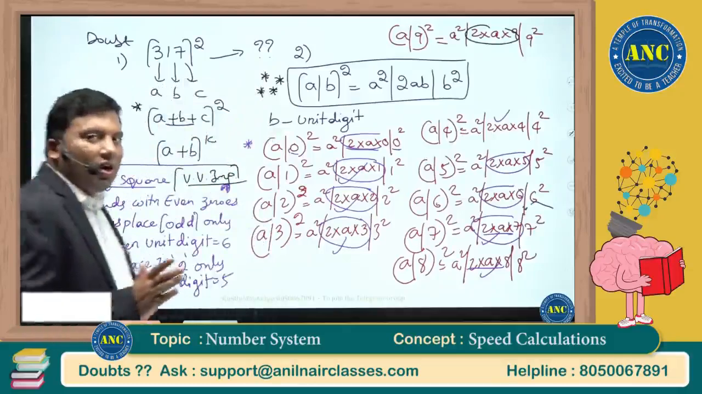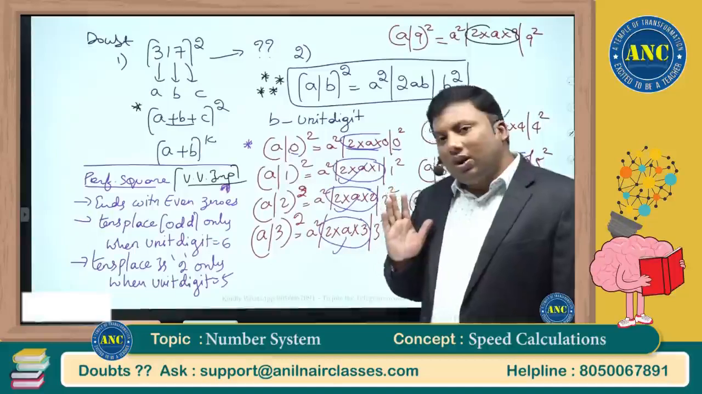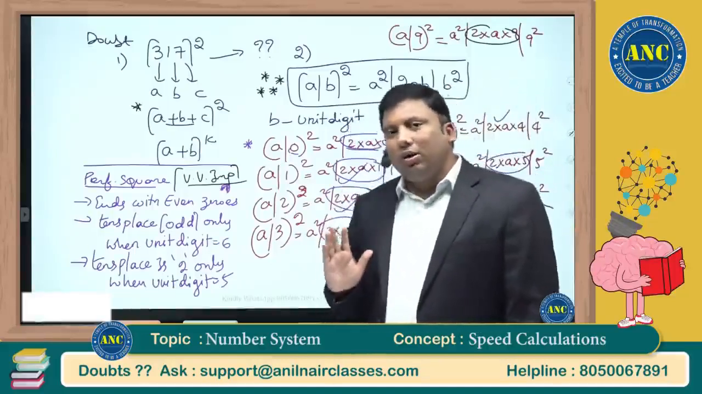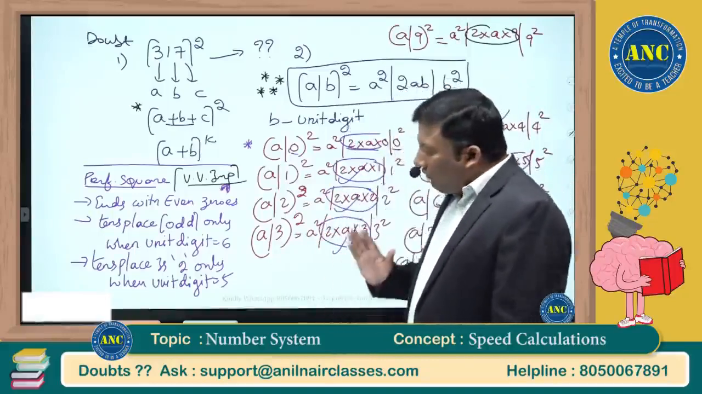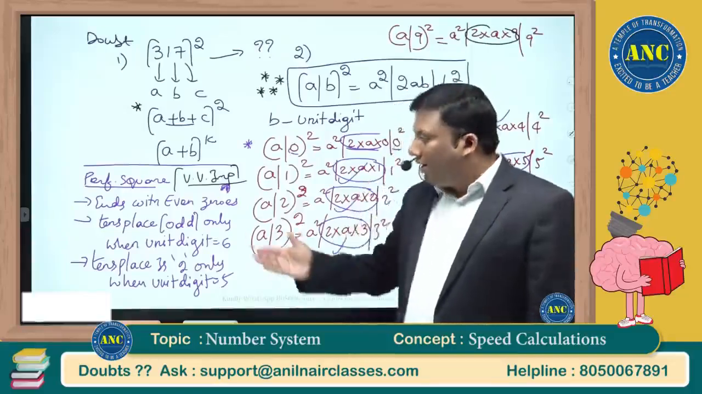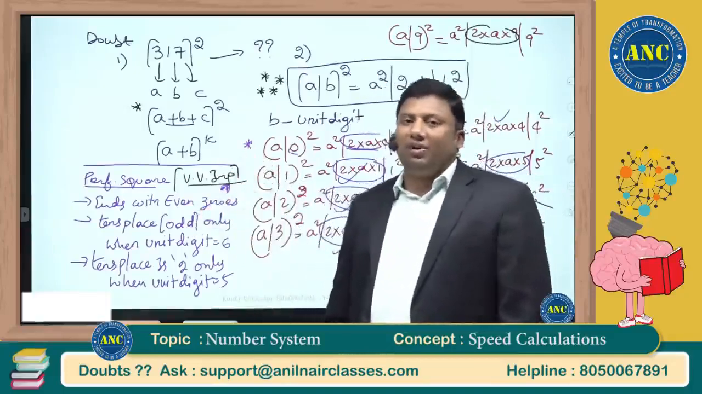A perfect square always ends with an even number of zeros. A perfect square's tens place will be odd only when the unit digit is 6. Third one, a perfect square's tens place is 2 only when the unit digit is 5. These are must and should know properties related to perfect squares.